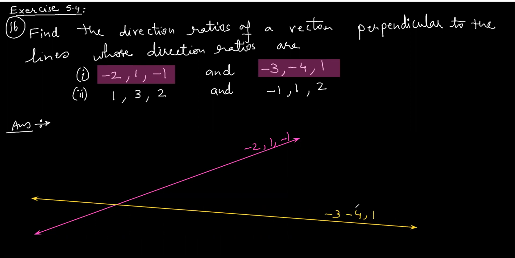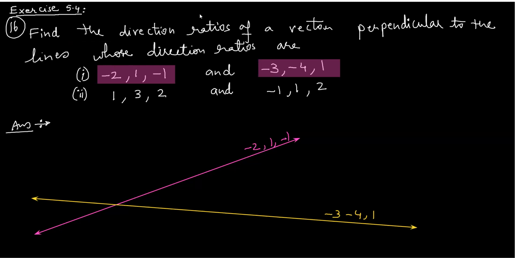What we have to do? What does the question say? They say, find the direction ratios of a vector perpendicular to lines whose DRs are this and this. So you have to find the direction ratios of a vector which is perpendicular to these two lines.